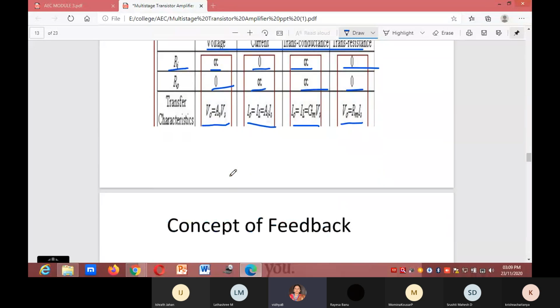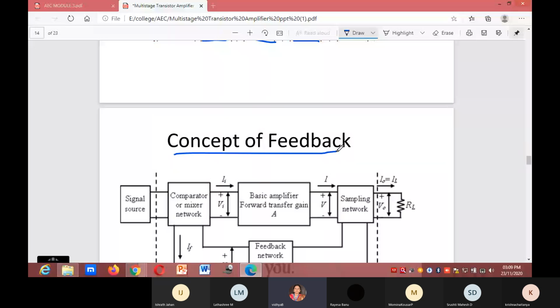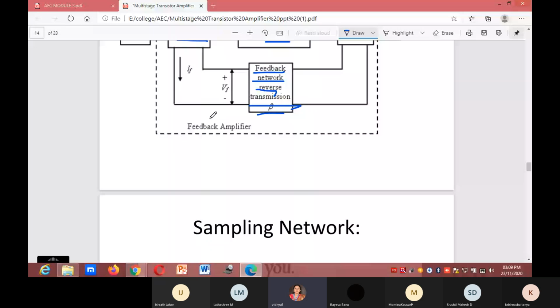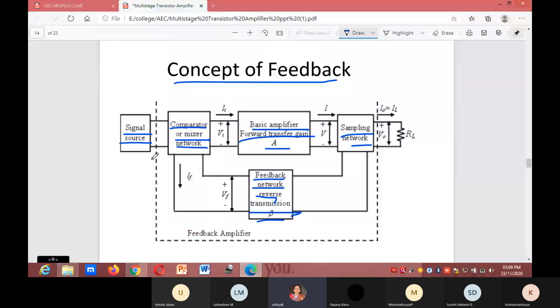Next, the concept of feedback: signal source, input. Next, comparator or mixer network. Next, basic amplifier, forward transfer gain, sampling network. Again, from output to input side, that is the feedback network, reverse transmission, beta. This is feedback.